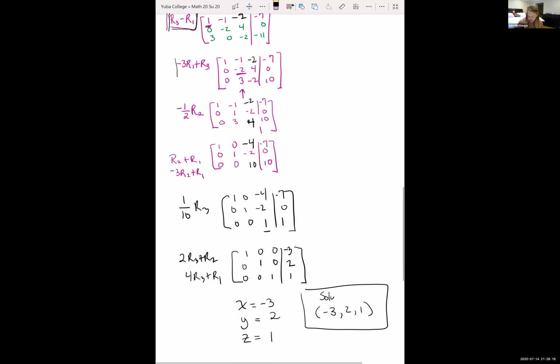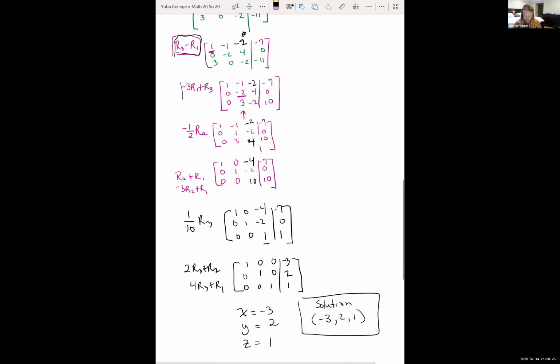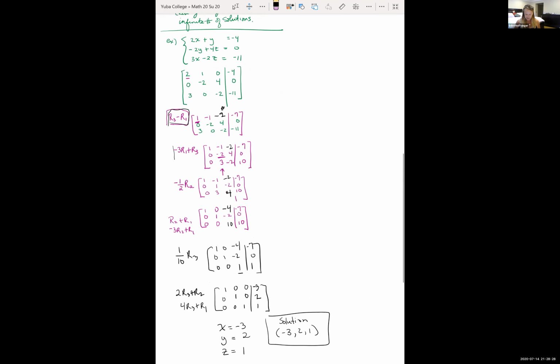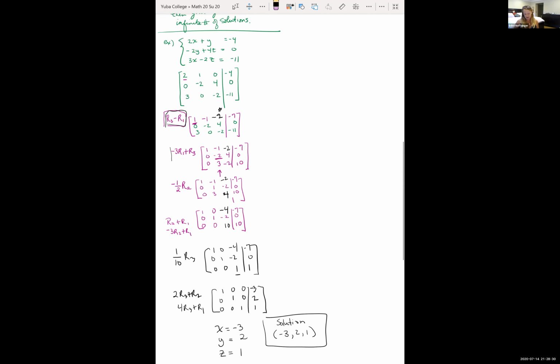Although me thinking it was supposed to be an inconsistent system made me go back and look and found an error near the front. So, sorry about that. Okay, so let's take a break.